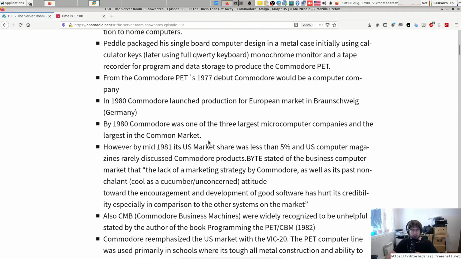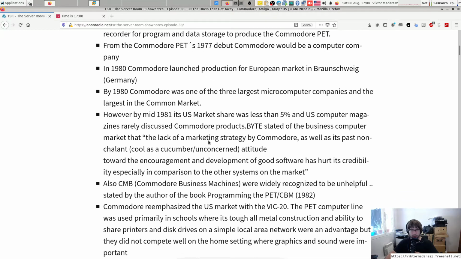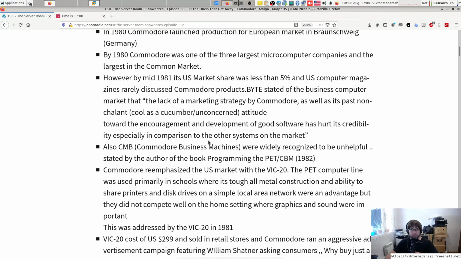In 1980, Commodore launched production for the European market in Braunschweig, Germany. I don't know if that's how it's pronounced. It's good to note as it's kind of their international expansion, or how to say it, that they moved some of the production for the European market overseas, and it's in 1980, so it's not bad. By 1980, Commodore was one of the 3 largest microcomputer companies and the largest in the common market.